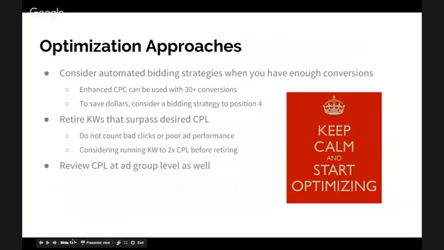Plus there is target cost per acquisition. Target cost per acquisition is probably the most important one once you understand your cost per lead, so that the cost per acquisition is matching your modeled cost per lead. If you don't have enough conversions to enable this sort of automated bidding, then you may want to just consider bidding to position 4.